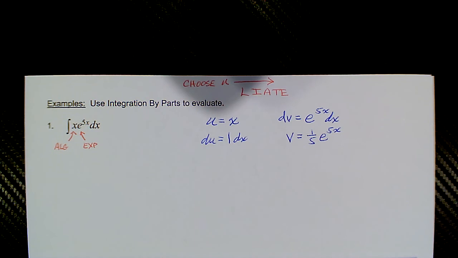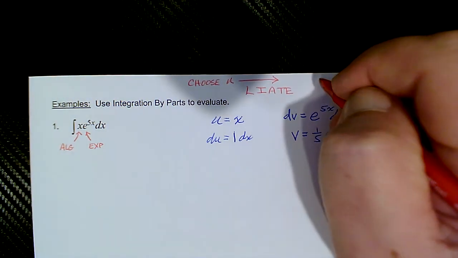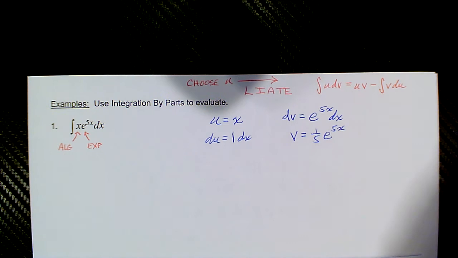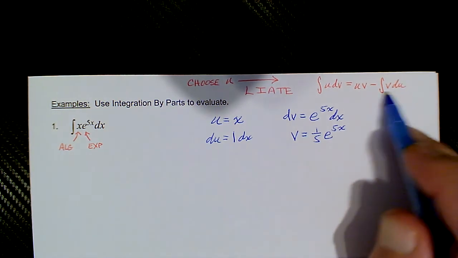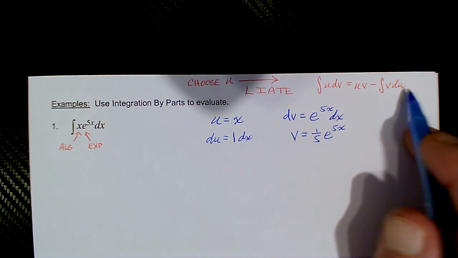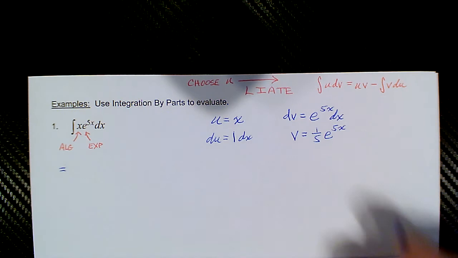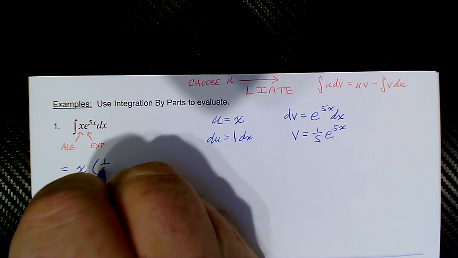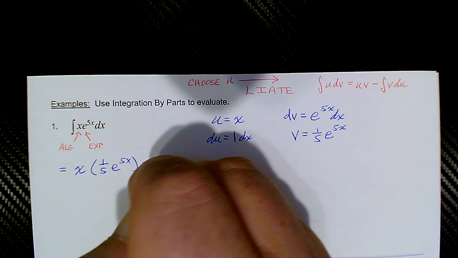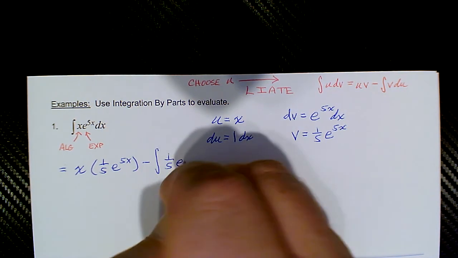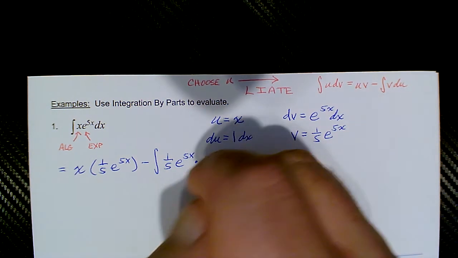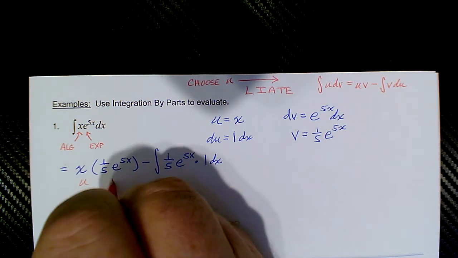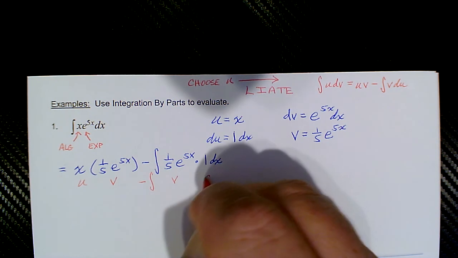So the idea is that we save the constant of integration for the new integral, because the integration by parts formula says the integral of u dv is equal to u times v minus the integral of v du. And so we save the constant of integration for when we evaluate this new integral. Okay, now we apply the formula. So this is equal to u, which was x, that's right here, times v, which we found to be 1/5 e to the 5x, and then minus the integral of v, that's the 1/5 e to the 5x again, and then times our du, which is 1 dx. So with regards to the formula, there's uv minus the integral, here's our v, and there's our du.